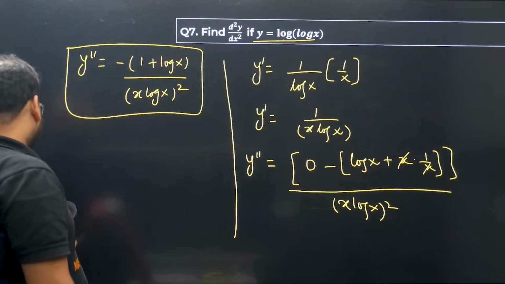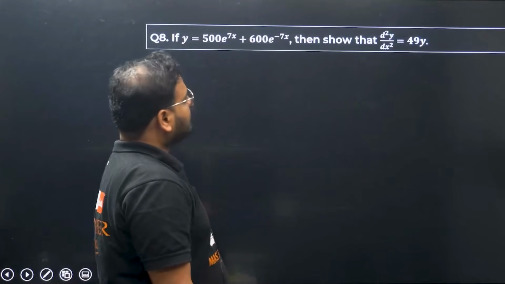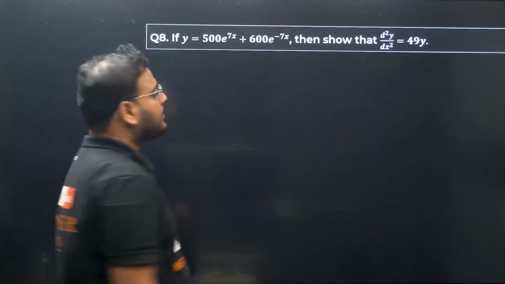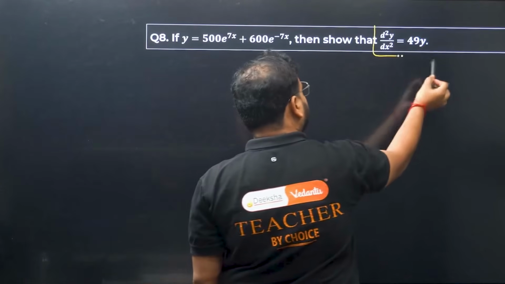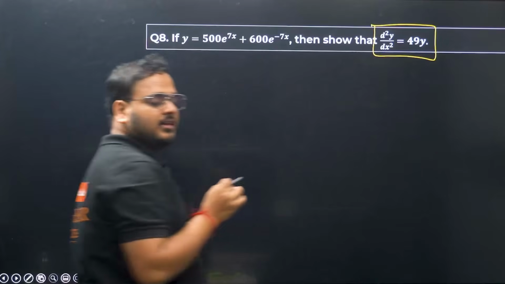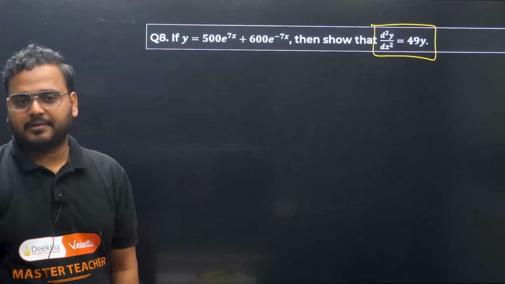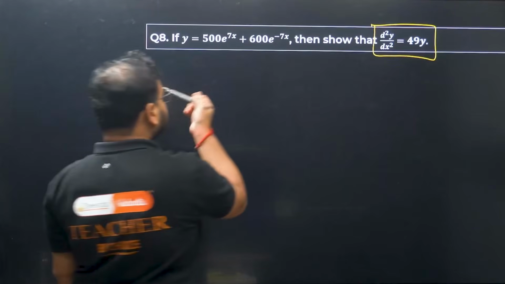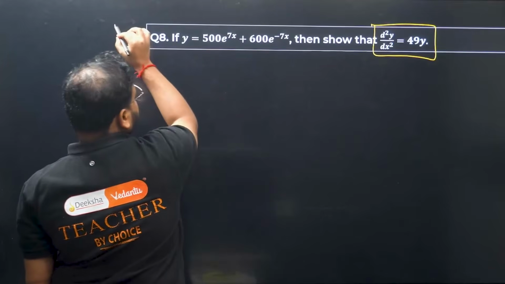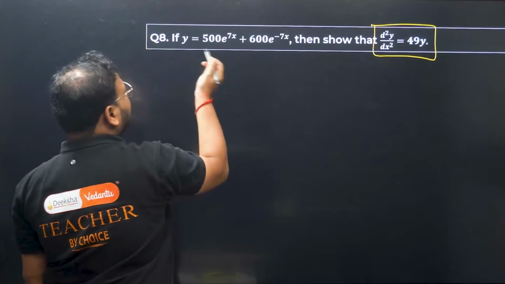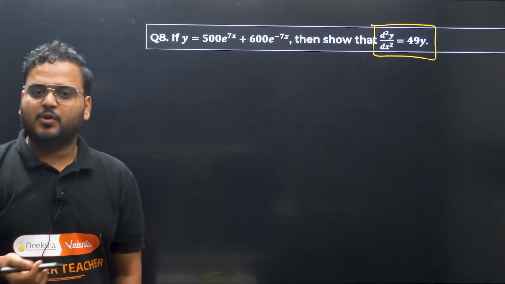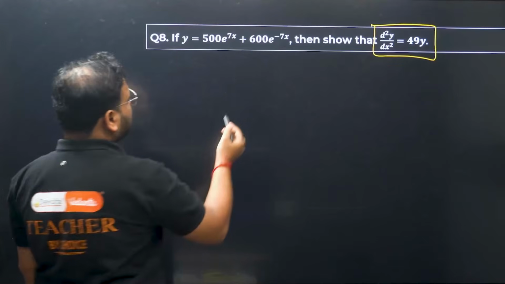Question number 8 now. They are asking you to prove that the second derivative of the given function y equals 49y. Shall I give you this homework? Can this be homework? Very simple question. Alright, I'll solve it for you anyway.